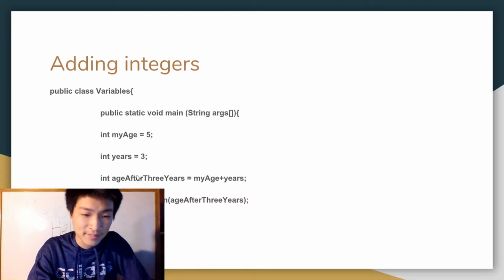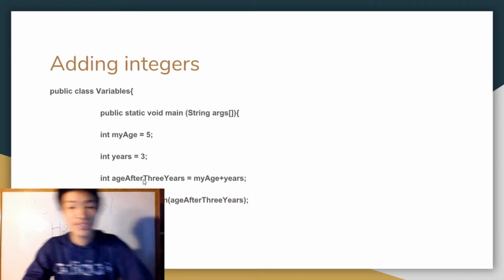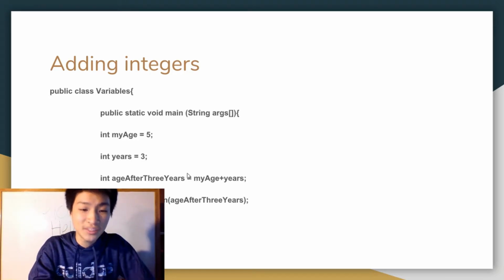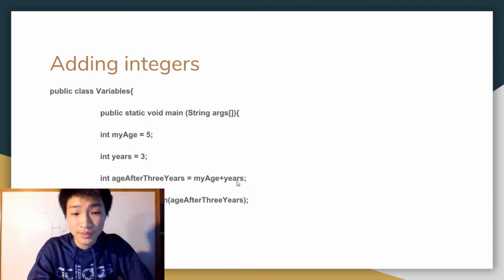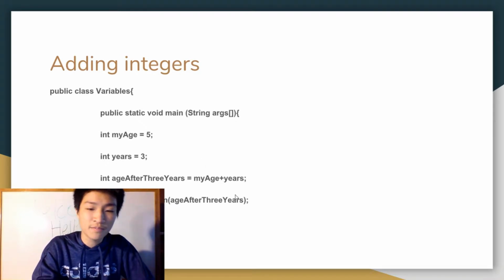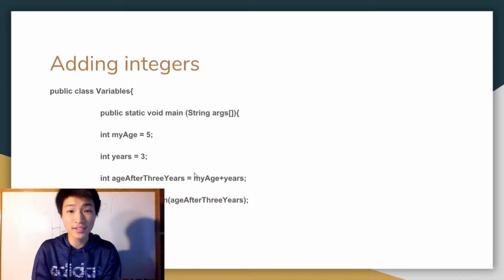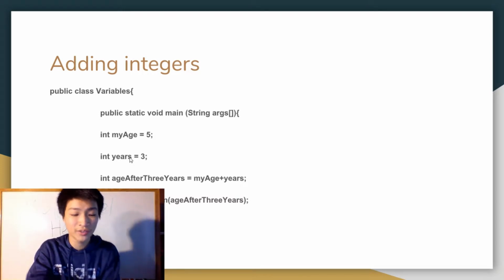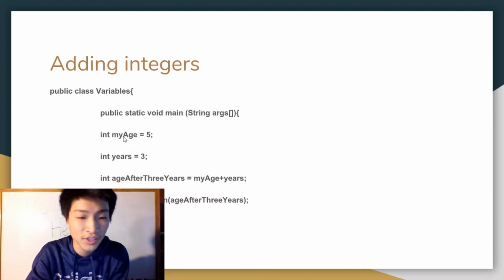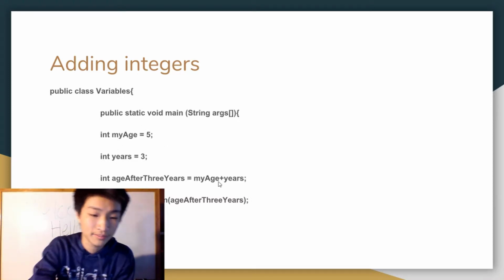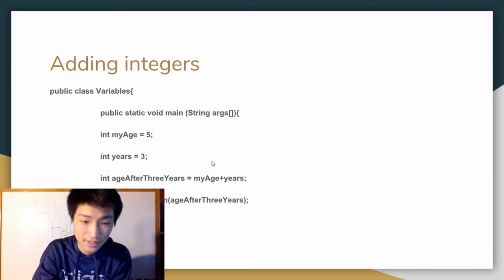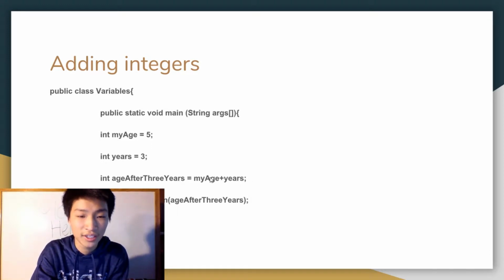So all we have to do is say integer age after 3 years. You don't have to name this something super long. Usually coders try to make their variable names really short, so you don't have to type them very often. Then you set it equal to my age, which is 5, plus years, which is 3. Now why don't you just put 5 plus 3 here? This does give you 8. Well, what if we don't know our age yet, or we don't know our years yet? We want to store things in these variables so that we can use them easily later. And so this will give us 8, because my age is 5 and years is 3.